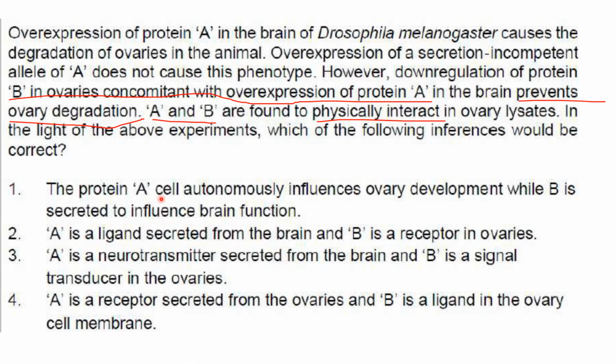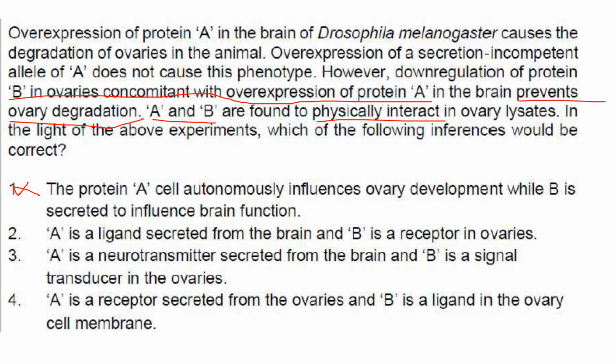The protein A cell autonomously influences ovary development, while B is secreted to influence brain function. A needs to be secreted from the brain to affect the ovaries. There is no indication that B influences brain function. So the first is not correct.